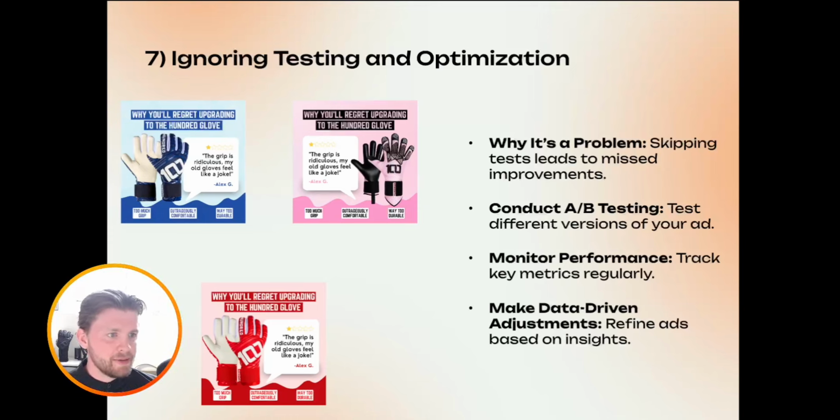So skipping tests leads to missed improvements, which of course is true. It kind of does what it says in the tin. You want to test different versions of your ad. You want to track key metrics regularly, and you want to refine ads based on your insights. Now, you want to make sure your tests are structured correctly, because at the end of the day, you want to test one thing at a time. As I said, we only test different elements. It's either going to be different colors, different headlines, different products. It's never one or the other. Do you see what I'm saying?